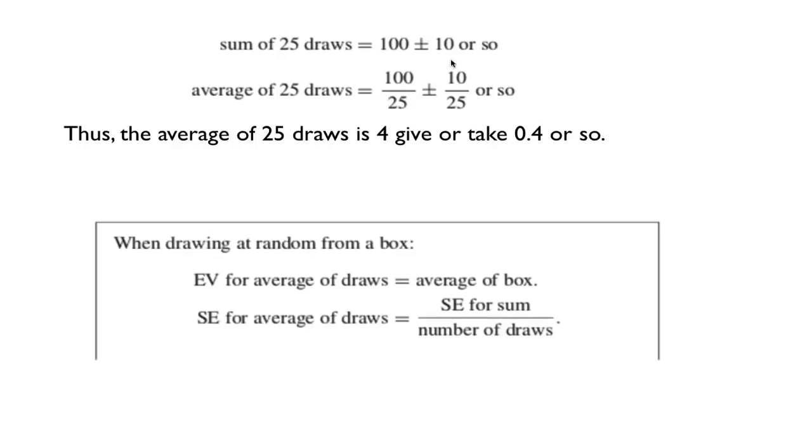In summary, here's the formula that we need to use, and it's really the same formula as we had before when we talked about the sum, except now we have to divide everything by the number of draws. When I draw randomly from a box, the expected value for the average of the draws is the same as the average of the box, which makes sense because the average of the box is the data for the box, and so when I pick randomly, the draws should reflect the composition of the box. And then for the SE of the average, we simply take the SE for the sum, which we know how to find from the previous section, and divide that by the number of draws.